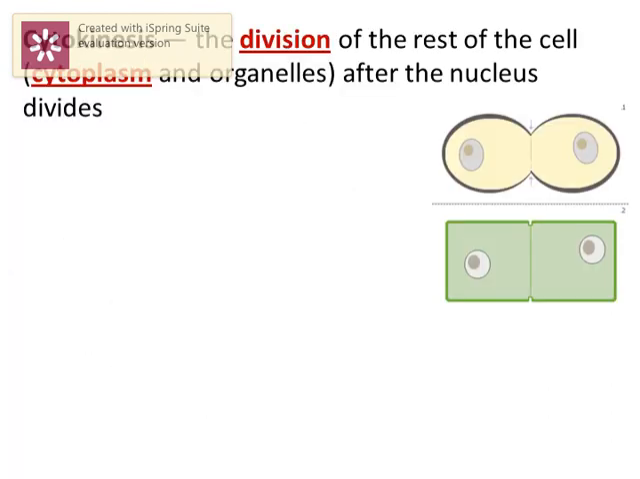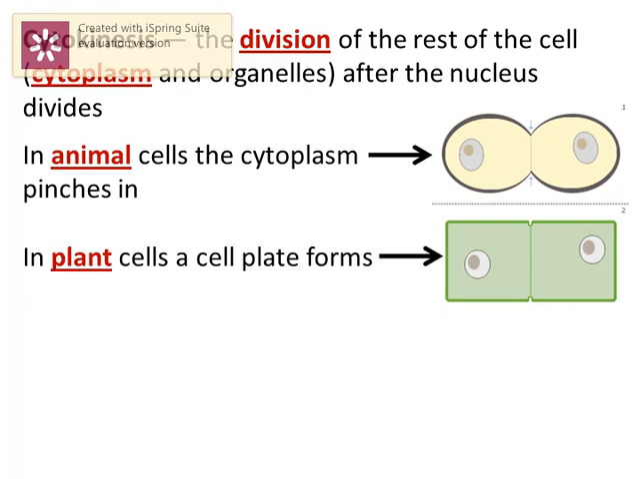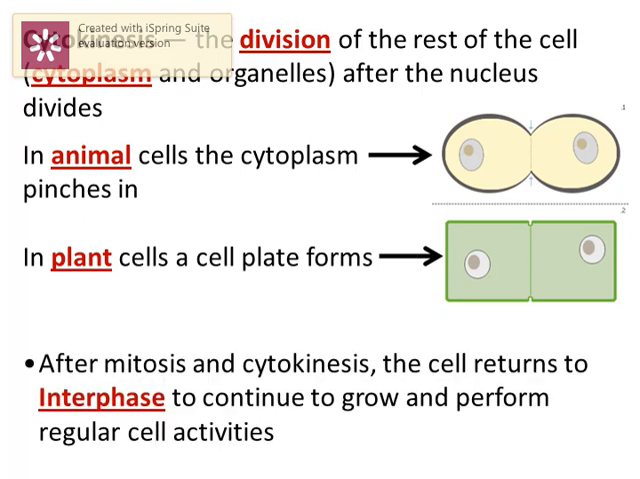The second part of the mitosis is called the cytokinesis. Cytokinesis is the division of the rest of the cell cytoplasm and cell organelles after the nuclear division, that is, the karyokinesis. In animal cells, the cytoplasm pinches in after the telophase. In plant cells, the cell plate is formed after telophase. This is the basic difference. All students have to understand this important point: in animal cells, after the telophase, the cytoplasm gets pinched inside, and in plant cells there is a formation of cell plate, that is, the cell wall formation. After the mitosis and cytokinesis, the cell returns to the interphase to continue growth and development and perform all the regular cell activities.